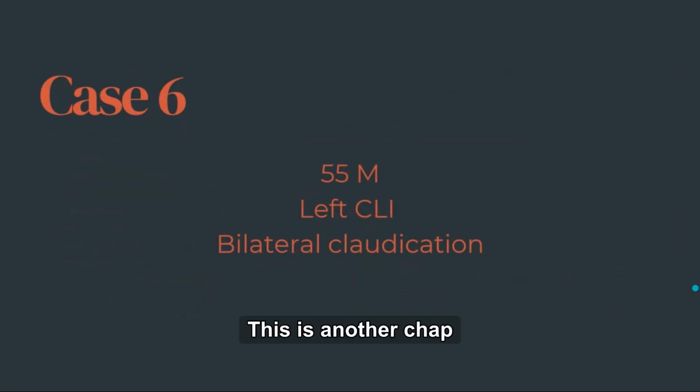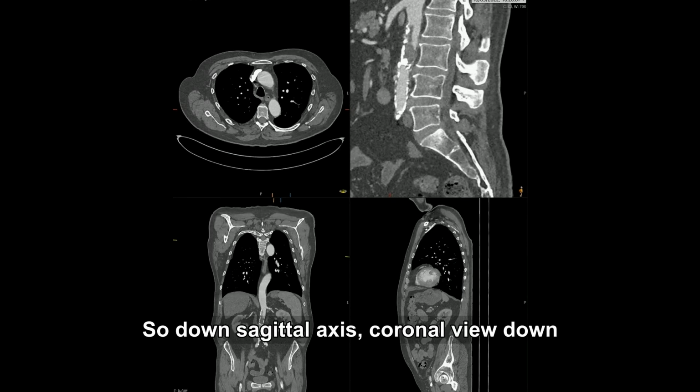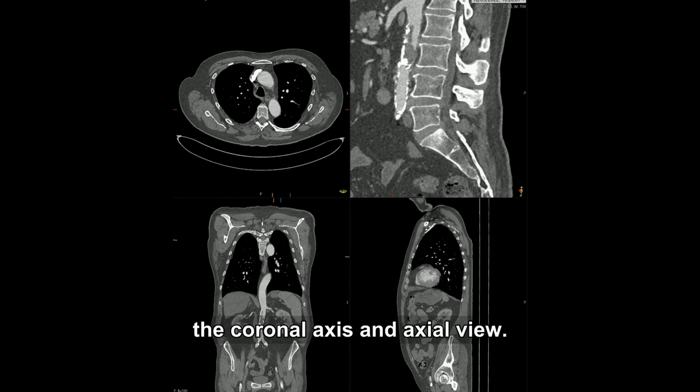So this is another chap with bilateral claudication. I think this is a really good case, so I'll just share this one as well, even though we are pushed for time. So I've put on my notes here the ultimate inflow case. You probably will never see a case like this. So here on this screen, this is MPR, multiplanar reformatting, and we've got a sagittal view down the sagittal axis, coronal view down the coronal axis, and an axial view.